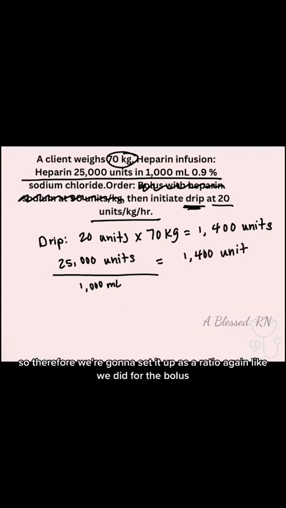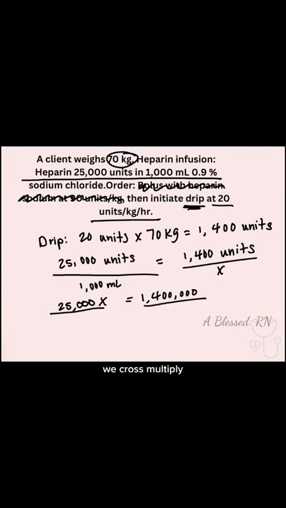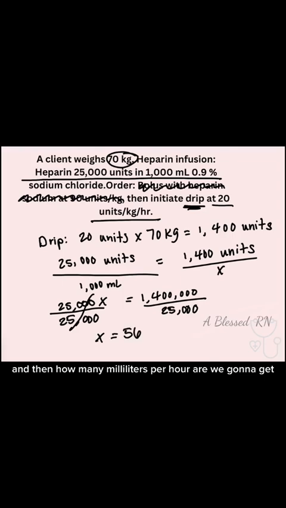So therefore, we're going to set it up as a ratio again, like we did for the bolus. You put how many units you have in your bag, and then we're looking for 1,400 units, and we don't know how many milliliters that is. So units to units, milliliters to milliliters, but we don't know the right side, so it's x. Then we cross multiply, and we've got all these zeros again, so we count them out: 1, 2, 3, 4, 5. All right, what you do to one side, you do to the other. You're going to isolate your x. And then how many milliliters per hour are we going to get?